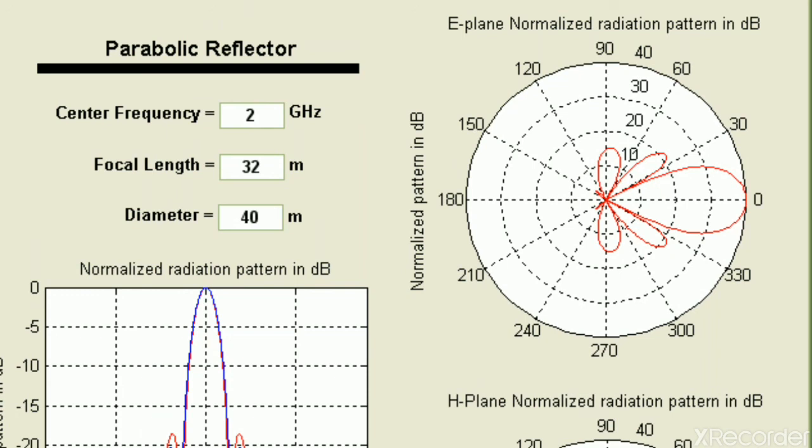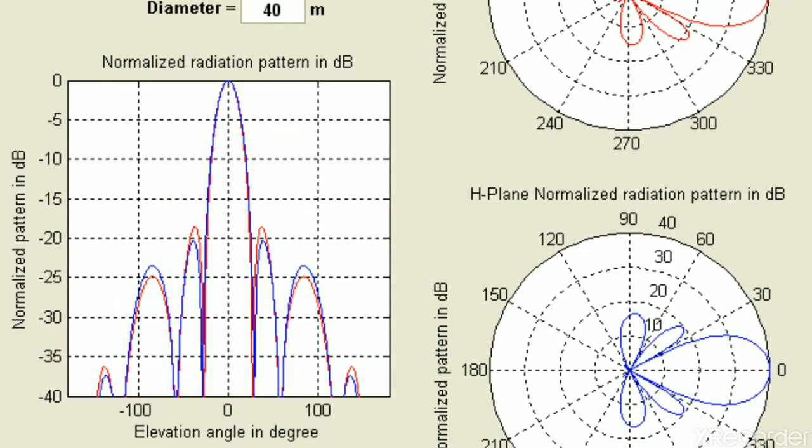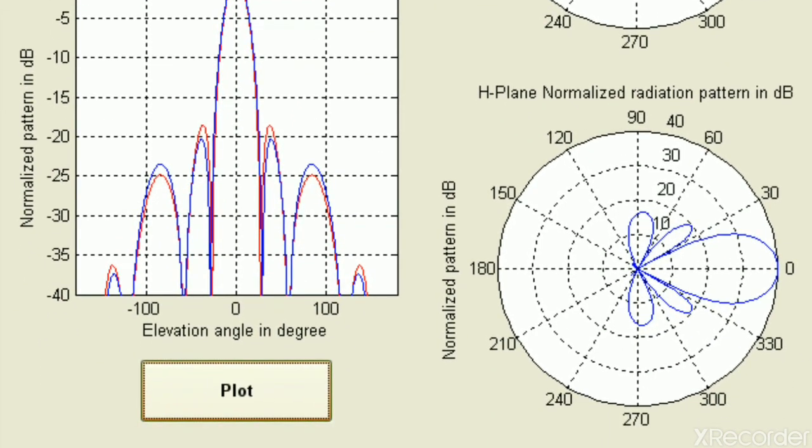And please remember the focal length and the diameter, because the radiation pattern and the directivity of any parabolic reflector will totally depend upon the focal length and the mouth diameter or aperture diameter of the parabolic reflector. So the center frequency is taken as 2 gigahertz, and on that we have plotted the radiation pattern for E plane and H plane. So please remember, this is the radiation pattern for a parabolic reflector.